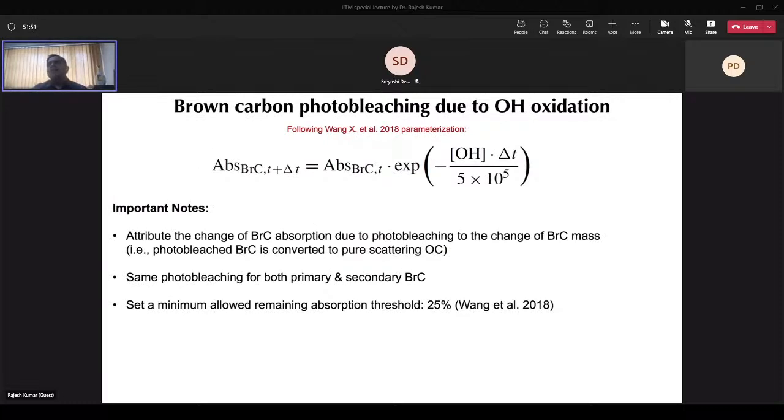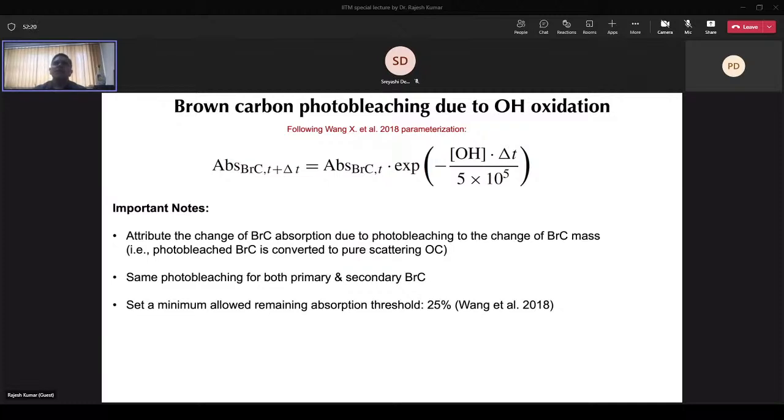The photo bleaching effect, which refers to the change of brown carbon absorption with aging in the atmosphere, is also parameterized as a function of OH concentrations using this formula. And we use the same photo bleaching for both primary and secondary brown carbon. We set a minimum value that allows at least 25% of the absorption of brown carbon to remain.